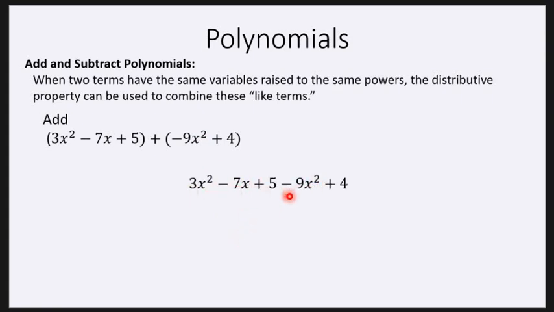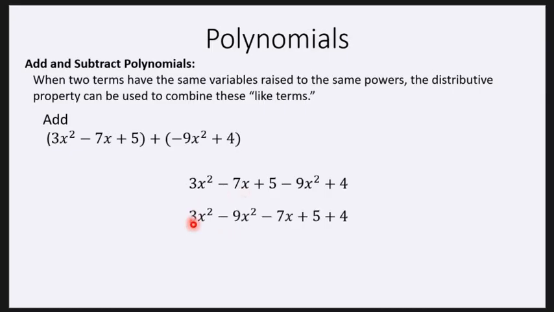So these are the same two polynomials, the trinomial and the binomial. Once again, plus a negative is just subtraction. And now I'm going to rearrange them. The terms that are alike, I'm going to put them together. So the 3x squared and the negative 9x squared, the 5 and the 4, those are like terms, those pairs. And the negative 7x doesn't have a like term.